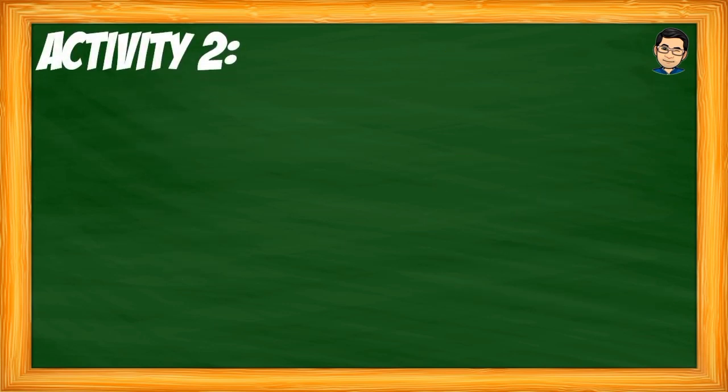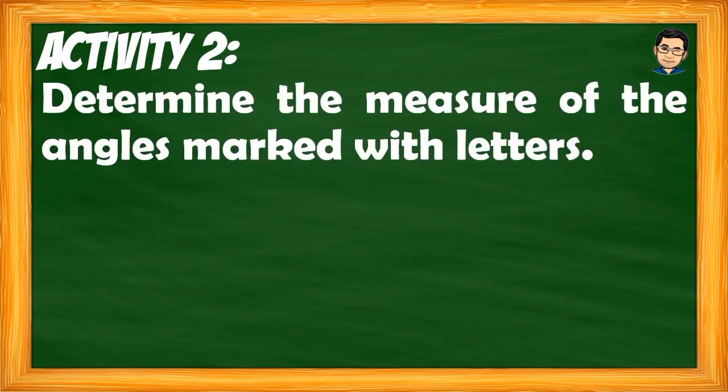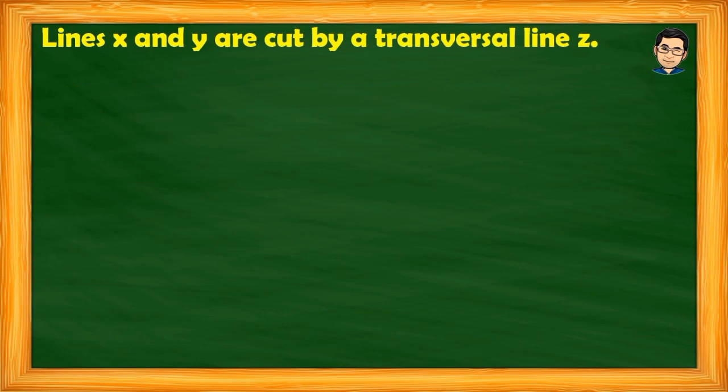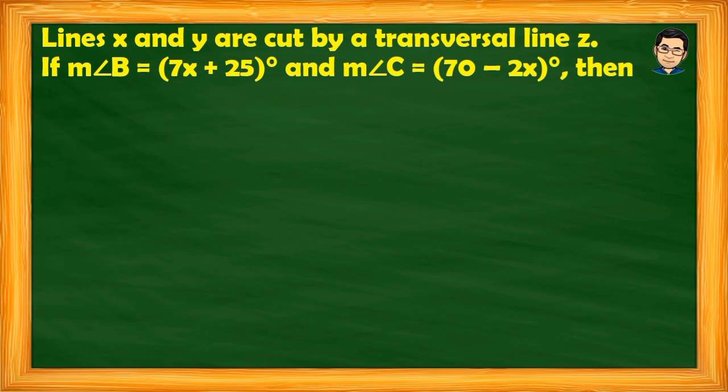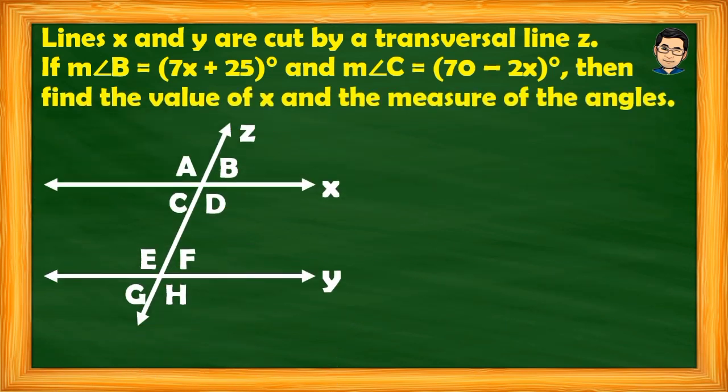So for the next activity naman, we will determine the measure of the angles marked with letters and numbers. So lines X and Y are cut by a transversal line Z. If the measure of angle B is the quantity of 7x plus 25 degrees, and the measure of angle C is the quantity of 70 minus 2x degrees, then find the value of x and the measure of the angles.